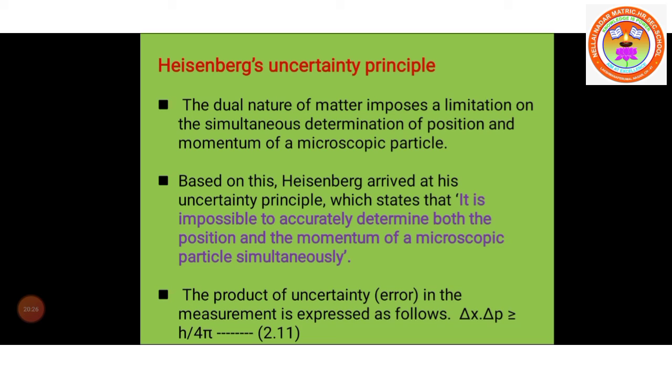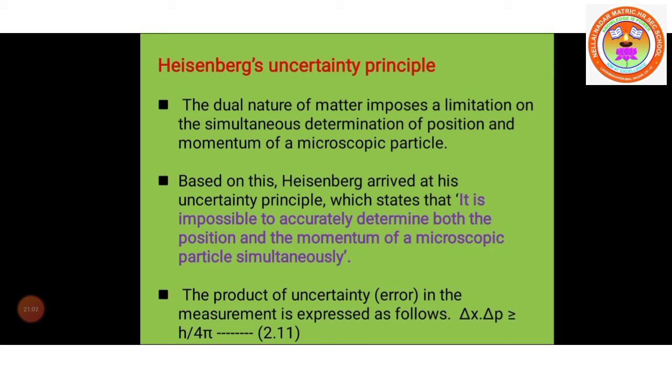So based on this, Heisenberg's concept is uncertainty. Some uncertainty is shown in a microscopic particle. So what is the uncertainty principle? It is impossible to accurately determine both the position and the momentum of the microscopic particle simultaneously. We cannot predict at the same time the position and the momentum of a microscopic particle.